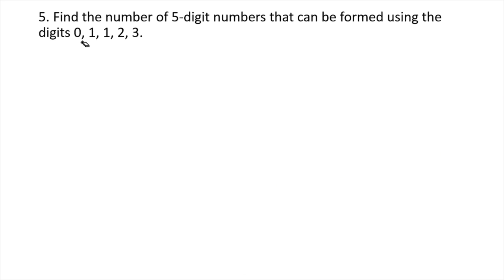Next we have a tricky question. Find the number of 5-digit numbers that can be formed using the digits 0, 1, 1, 2, 3. I repeat, find the number of 5-digit numbers that can be formed using the digits 0, 1, 1, 2, 3.